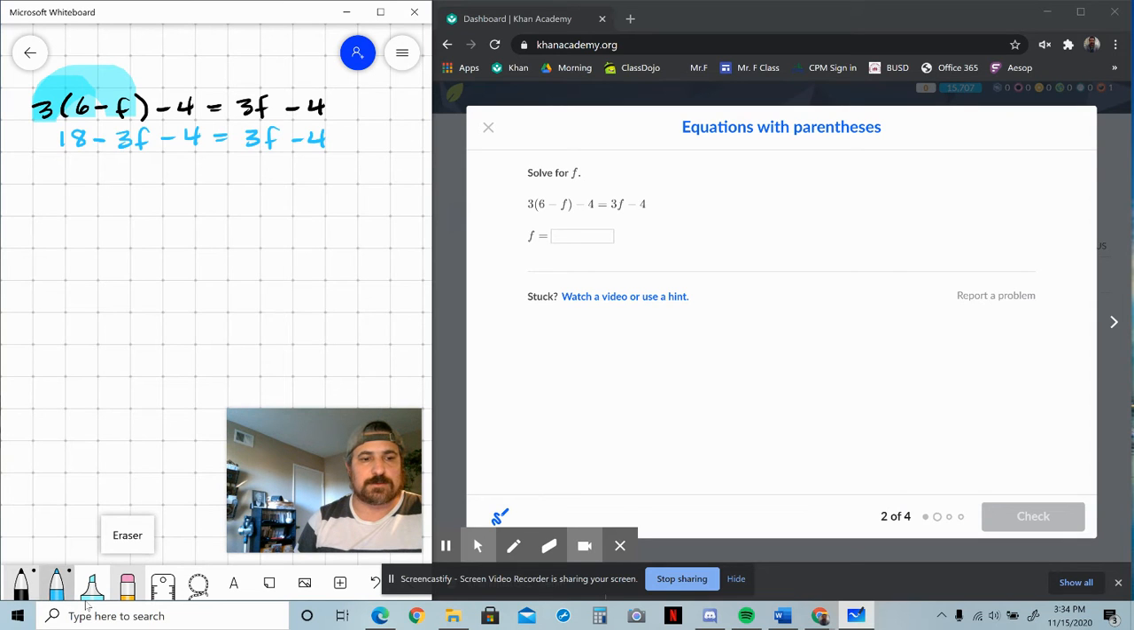Your goal is to now get all the variables to one side after you simplify the left and right side. So I would simplify the left and right side by combining like terms. 18 minus 4 is going to be positive 14. So what we really have here is negative 3f plus 14 is equal to 3f minus 4.